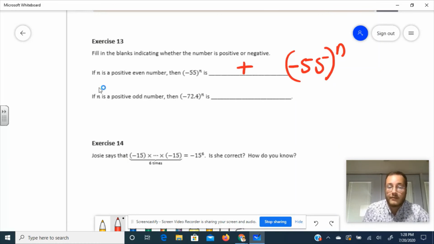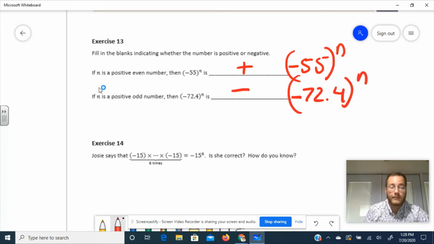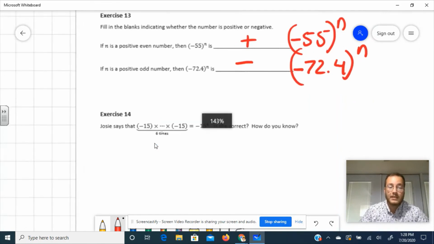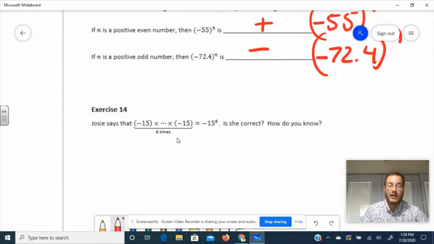Then if I have negative 72 4/10 to the n power, where n is a positive odd number, then that means I have a negative number to an odd power, which means it will be negative. And lastly, Josie says that negative 15 times itself 6 times is negative 15 to the 6th power. Is she correct? How do you know?